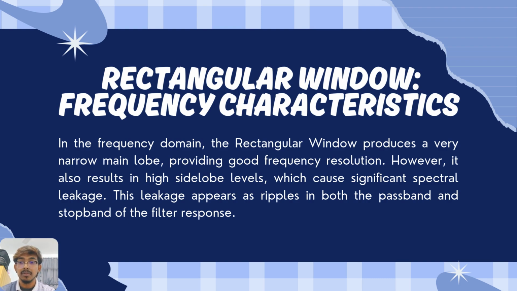However, the rectangular window also generates high side lobe levels, which lead to significant spectral leakage. This leakage causes energy from the main frequency components to spread into adjacent frequency bands, resulting in ripples in both the passband and stopband of the filter response. Consequently, the overall frequency response becomes less smooth, which can degrade filter performance in practical applications.